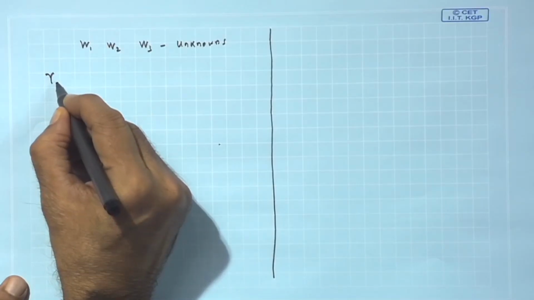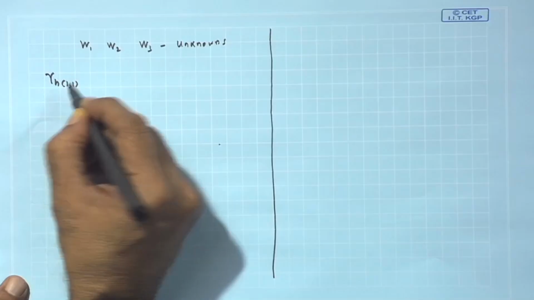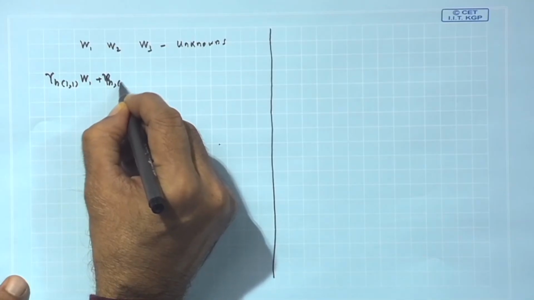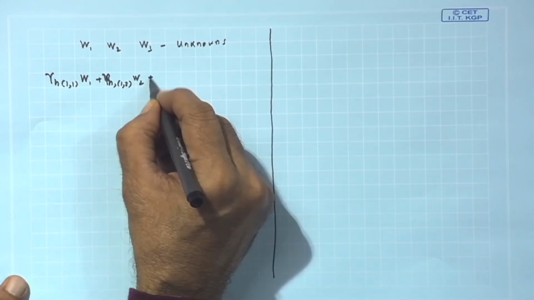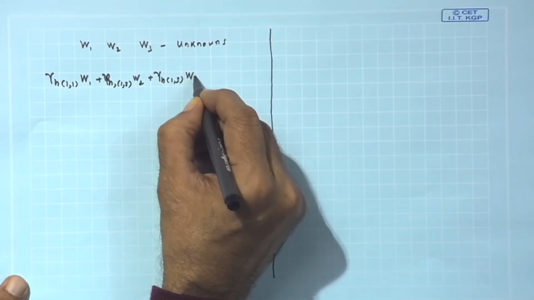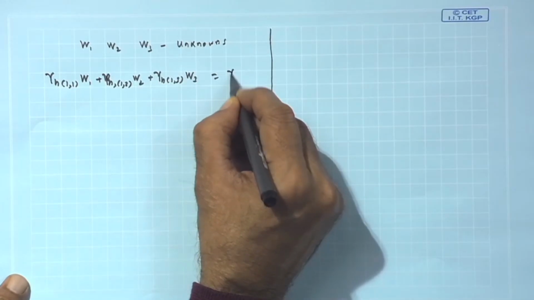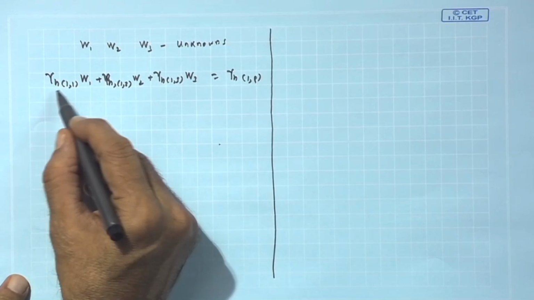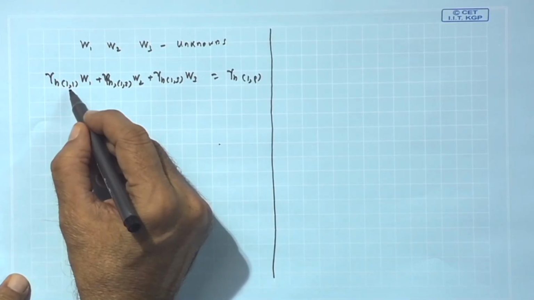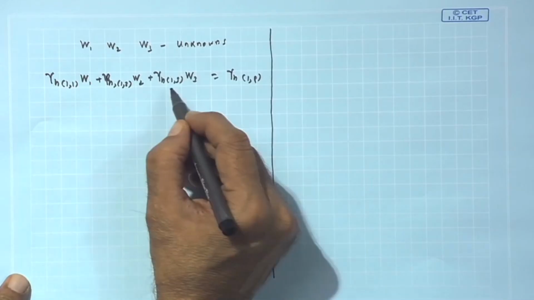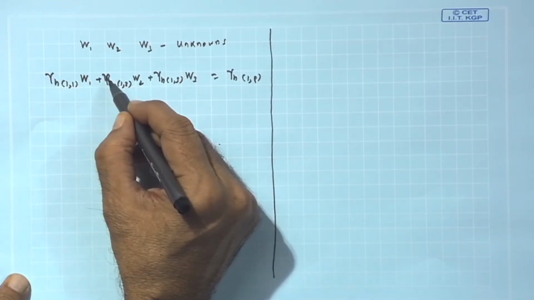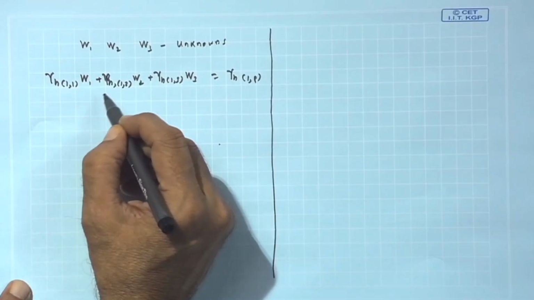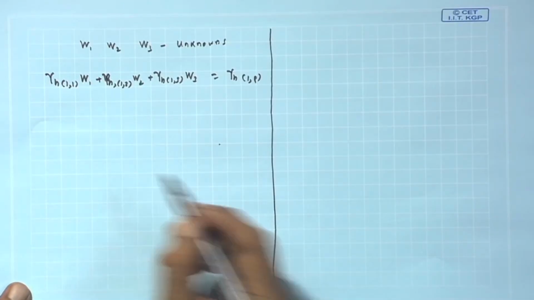So here it is gamma h11 into W1 plus gamma h12 W2 plus gamma h13 W3 will be equal to gamma h1p. Here it's very well understood. Gamma h11 is the semivariance of 1 with respect to 1 itself, 1 with respect to 2, 1 with respect to 3, and these values can all be calculated once we have gamma h as a function of distance, because we know the distance between points 1 and 2, 1 and 3 and 2 and 3 respectively.